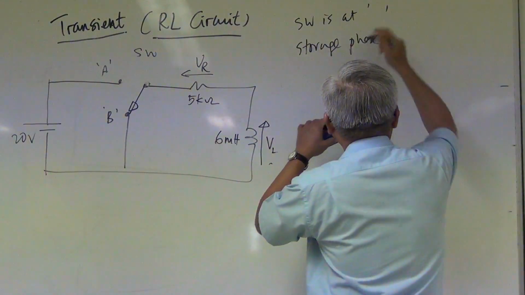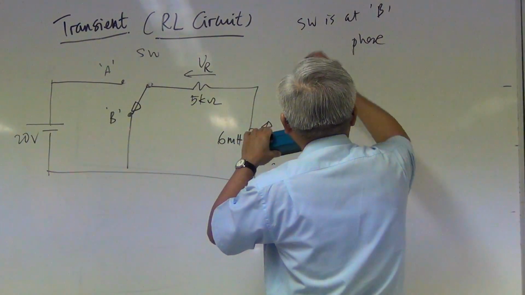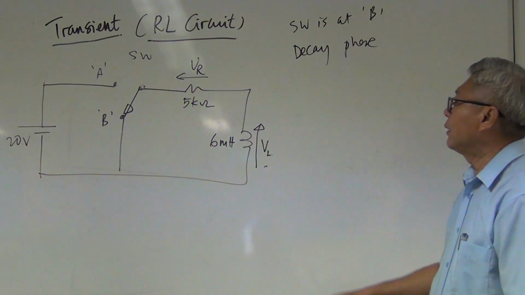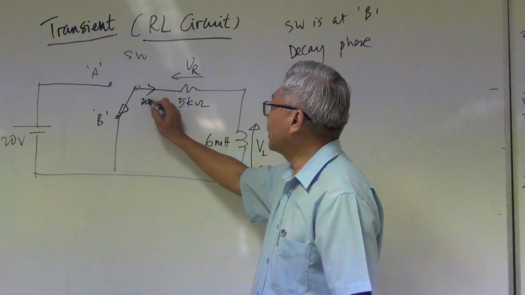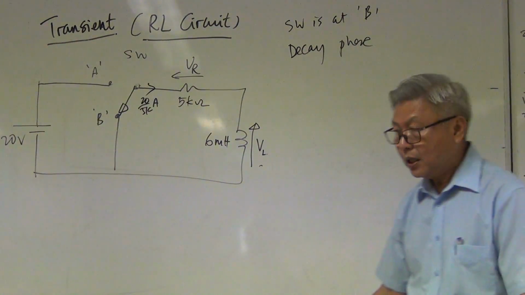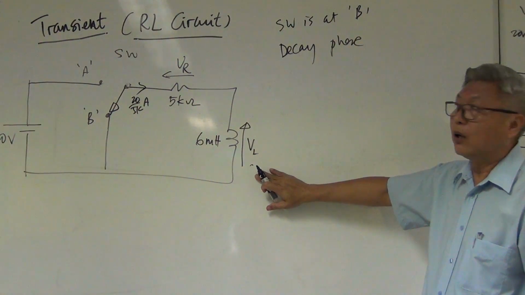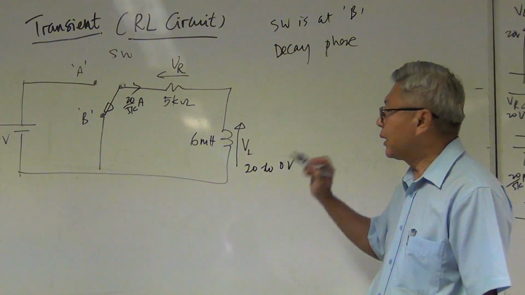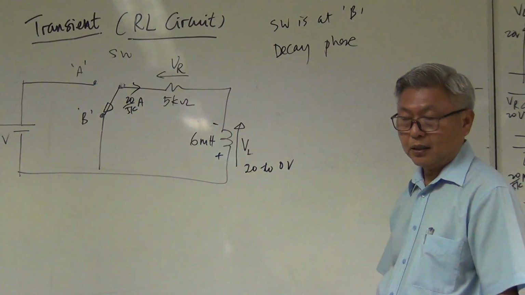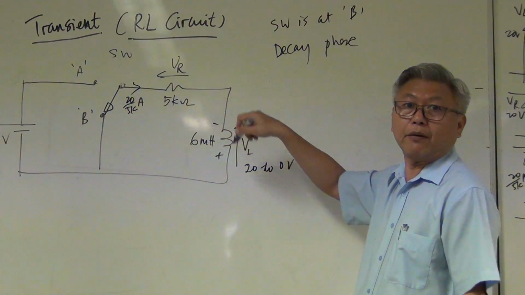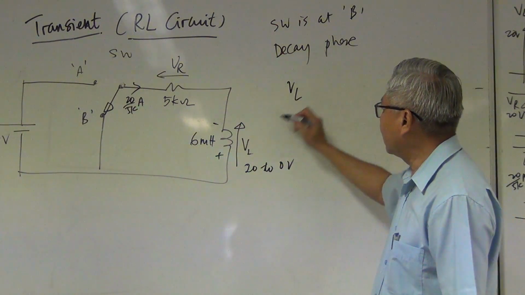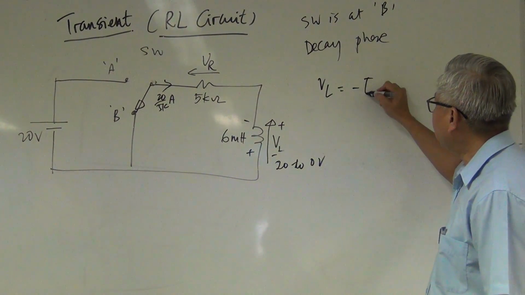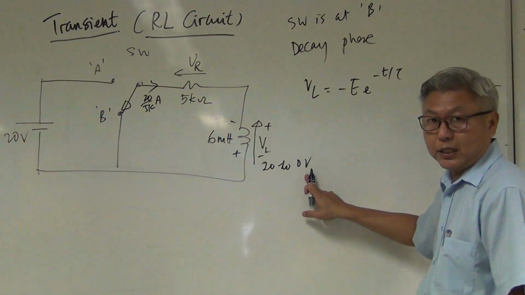Alright, now it's thrown to position B. We are now not in the storage phase anymore, we are in the decay phase. That means discharging. Now the current was already flowing this way, and it was 20 divided by 5k ampere. So the inductor now acts as a battery source, and the source is going to go from 20 volt to 0 volt. But the source must reverse the polarity in order to provide the current to flow in the same direction. So my VL, which I want to define to be like that, I must put a negative sign. So VL is going to be minus 20 e^(-t/time constant) because it's decreasing.